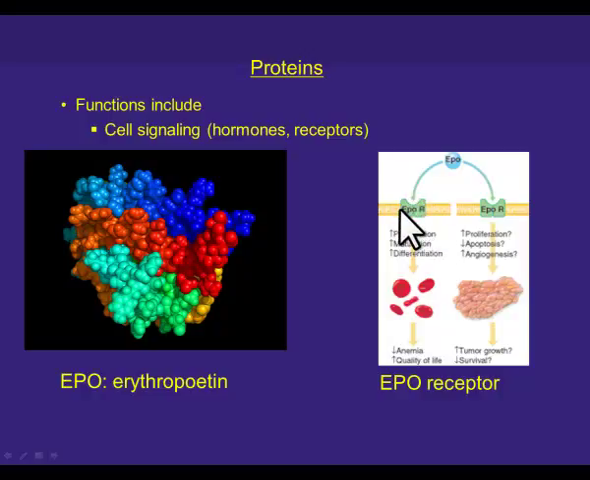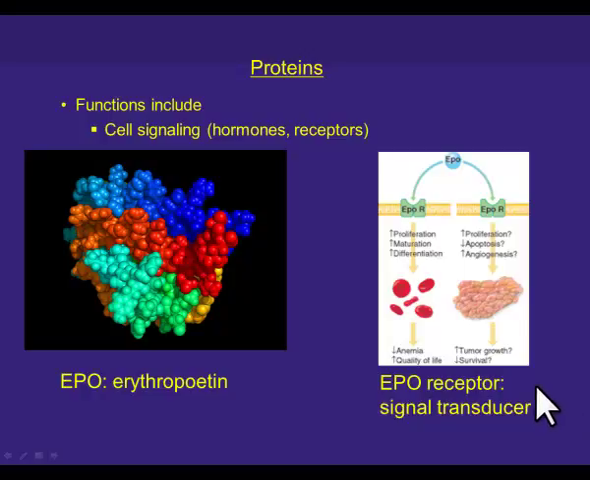And here we see another example of a protein function. So in this case, EPO is actually a signaling molecule that binds to a protein, EPOR, and this receptor is acting as what we call a signal transducer.